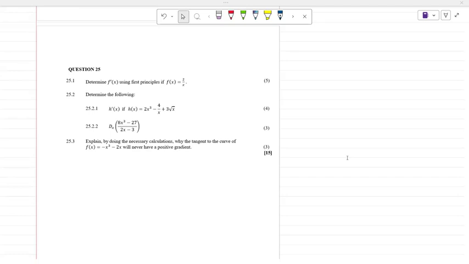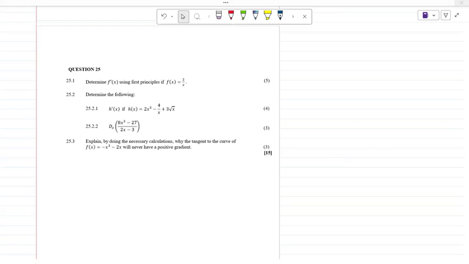Here we are on differential calculus again. Question 25. 25.1. They ask us to find the derivative using first principles if f of x is equal to 2 over x.